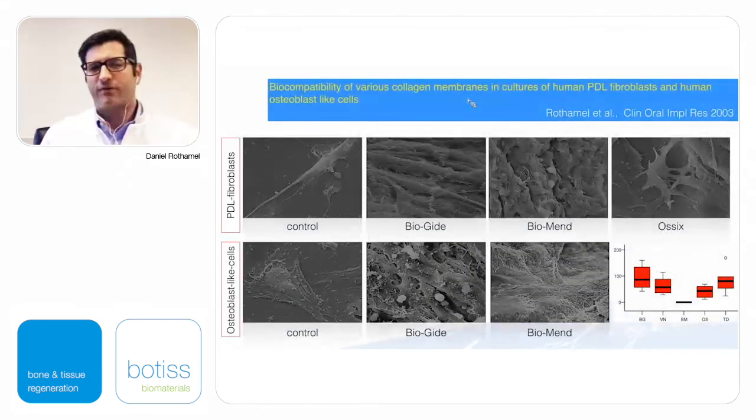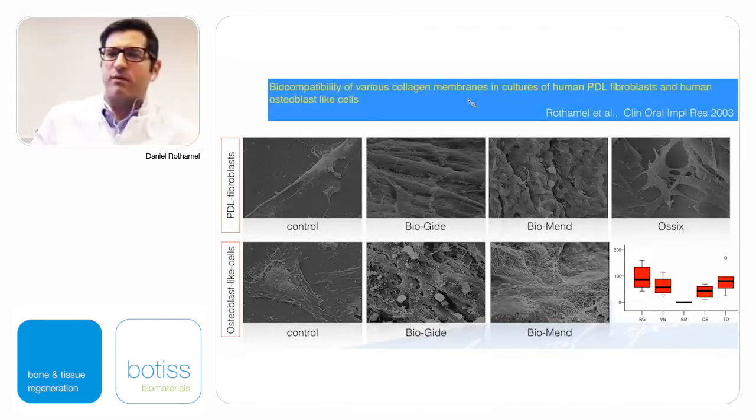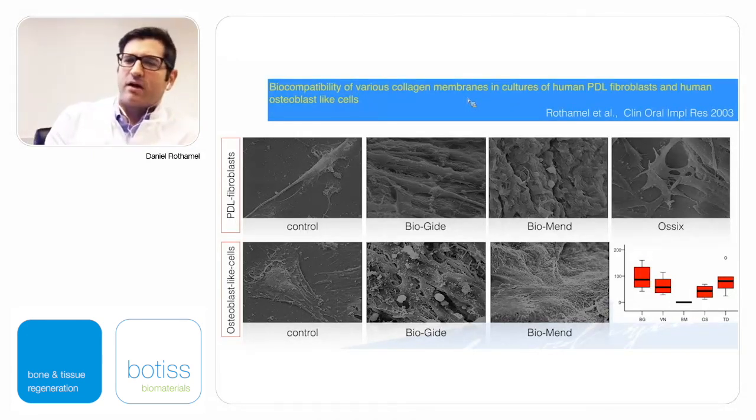So we did a lot of experiments, as I just mentioned. In 2003, we published a study about the biocompatibility, and you see in the control group, the PDL fibroblast is a spindle-shaped cell, and it's almost the same shape on the bioguide membrane. On the biomed membrane, a cross-linked membrane with glutaraldehyde, we see just a few cells and no osteoblast-like cells, indicating that we have a compromised biocompatibility.